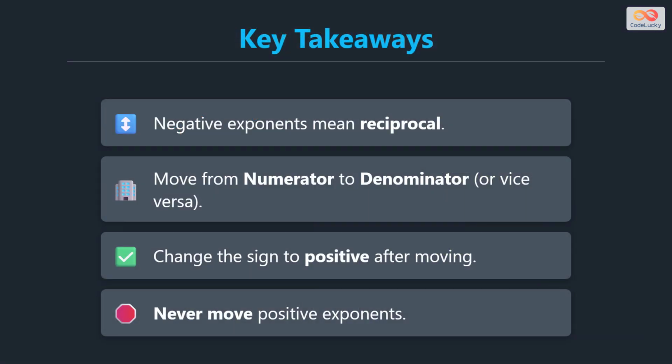To wrap up, negative exponents mean reciprocal. Move terms across the fraction line to change their sign. Make sure to only move the negatives and always change them to positive once they have moved.